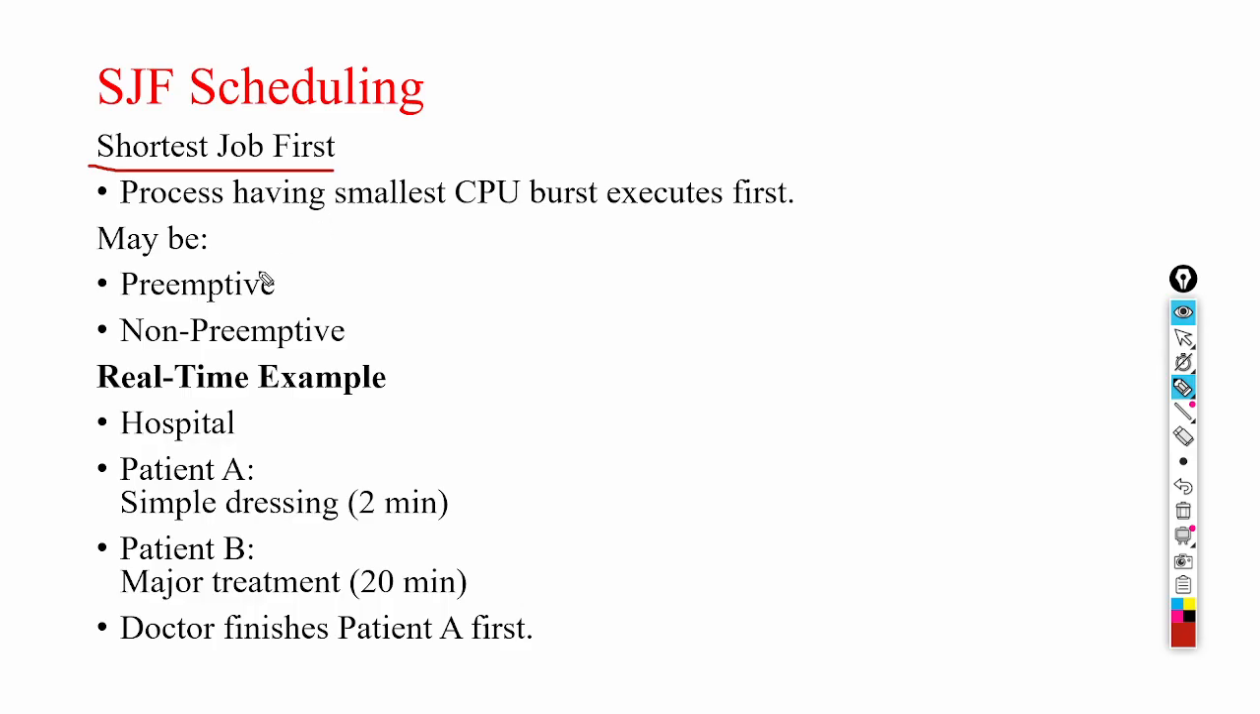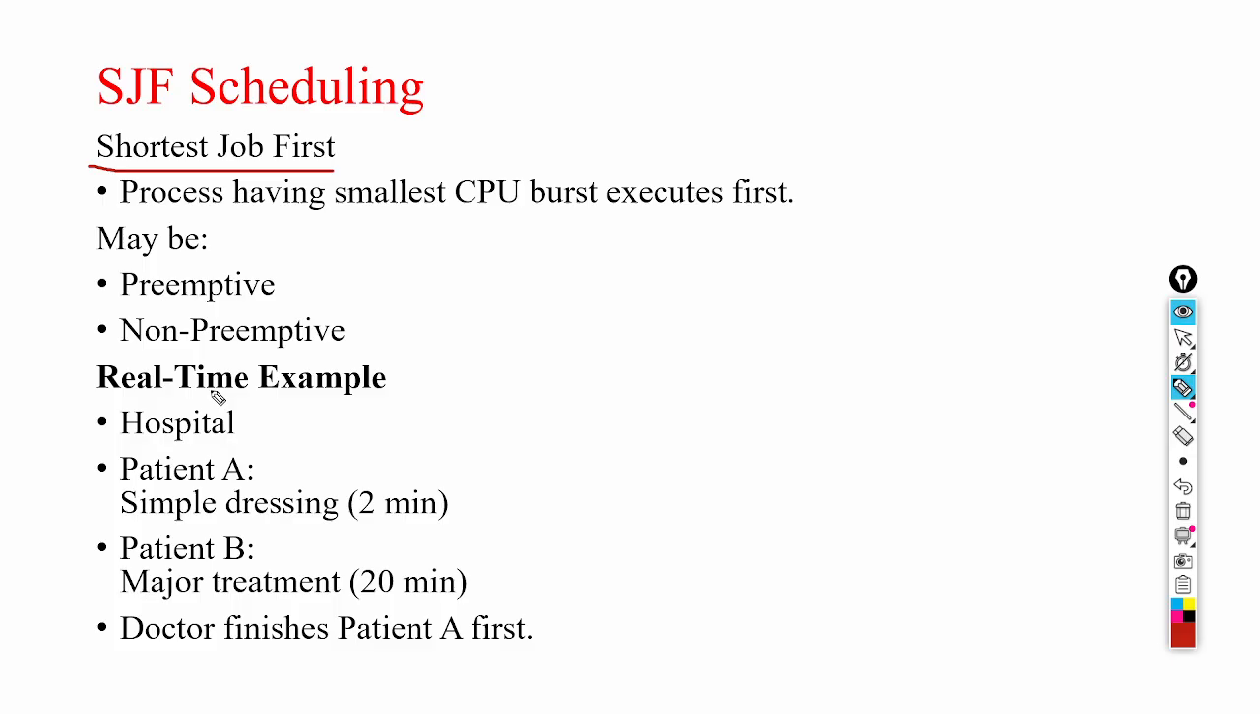Before, in FCFS, we were calculating based on which process comes first; that process goes to the CPU. But here, we are calculating SJF, shortest job first, based on the burst time. Instead of considering the arrival time, SJF focuses on execution time. The process requiring less CPU time gets the priority. So it may be preemptive or non-preemptive.